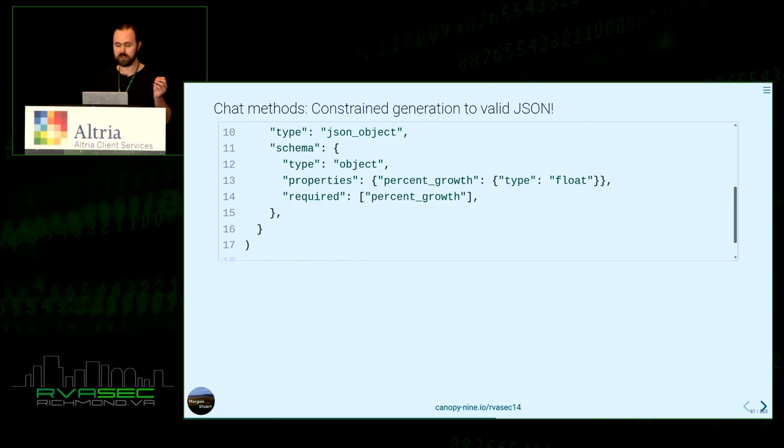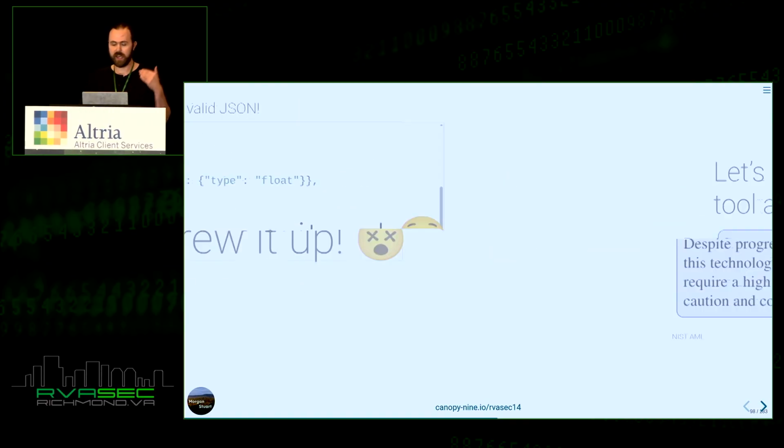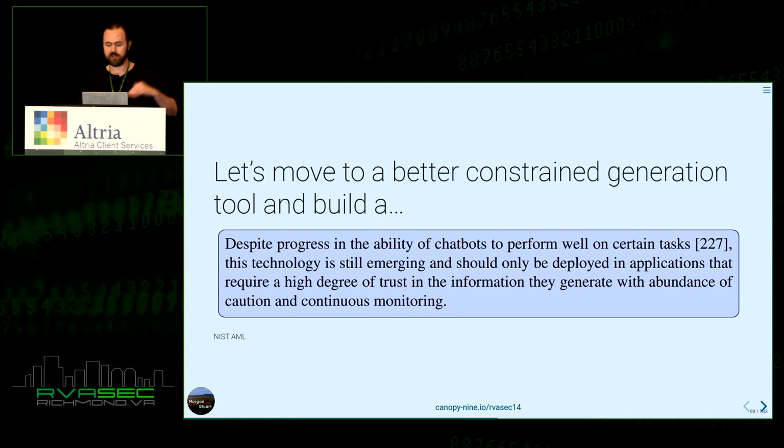We want a key with % growth and a value that is a floating point number, so hopefully a number between 100 and 0. And it's almost right again. Didn't give me the key correctly, and it also made it a string and not a floating point number. So it can still screw this up, and really what we need to do is move to a different and better engine for constraint generation. Again, this is all changing really fast, and there's a lot of different tools coming out and adapting.